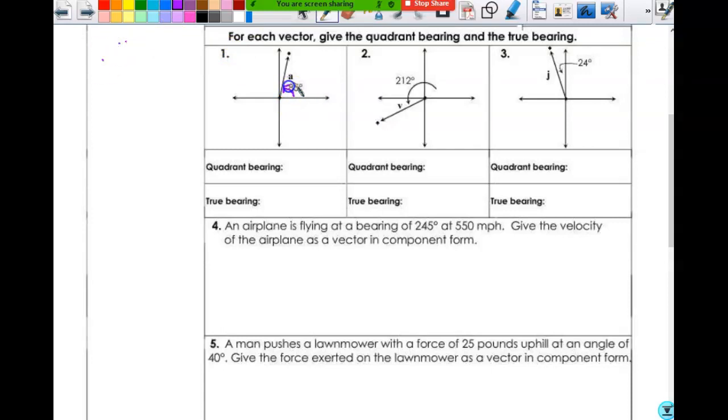So for number 1, if this is 85 degrees, that is theta, because I'm starting here at 0 like we know how to do. My quadrant bearing that I need, to get here, I would go north and swing east. How much am I going to swing east? Well, if this is 85, I can just do 90 minus 85. That gives me 5 degrees. That makes this north 5 degrees east.